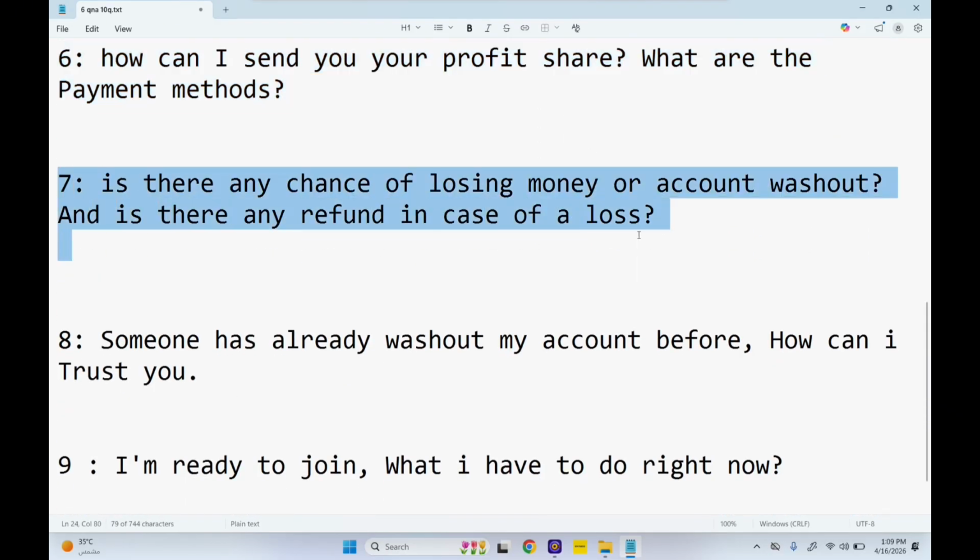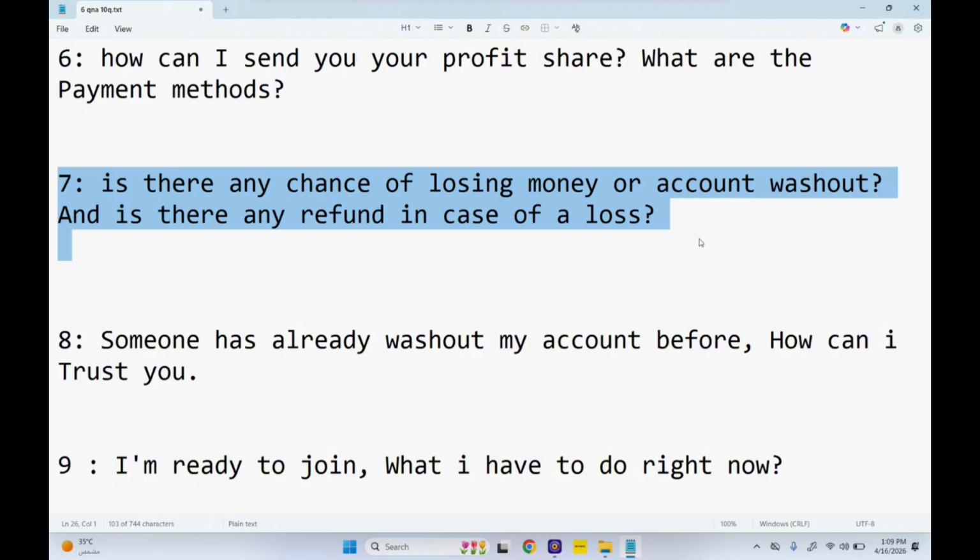The question number 7 is, are there any chances of losing money or account washout? And is there any refund in case of a loss? So guys, first of all, there are very low chances to lose the money or account washout, because we follow risk management and we trade with proper money management, and we take a risk of 2.5% per entry and we catch minimum 1 to 4 risk to reward ratio. That means with the risk of 2.5%, we will make 10% profit on every entry.